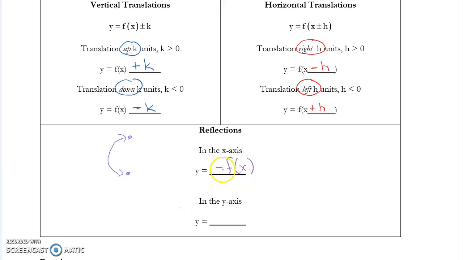If I'm shifting or reflecting, I should say, in the y-axis, y is vertical, so the reflection is a horizontal reflection. My x is changing, becoming the opposite. So if that's my y-axis and that's my x-axis, then the x is changing, so it's f of negative x.